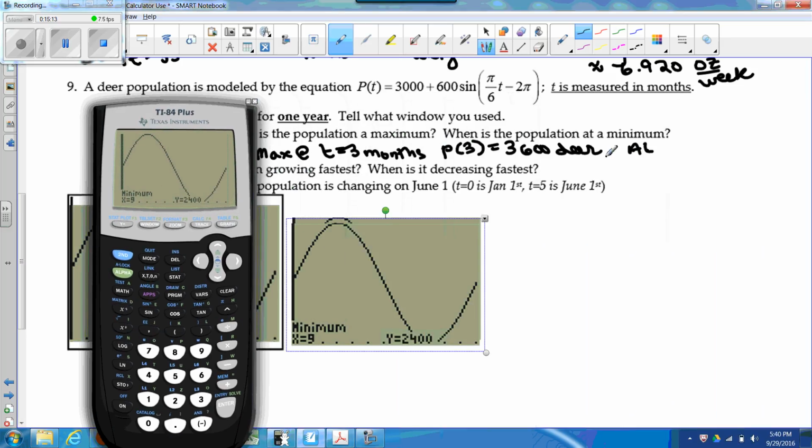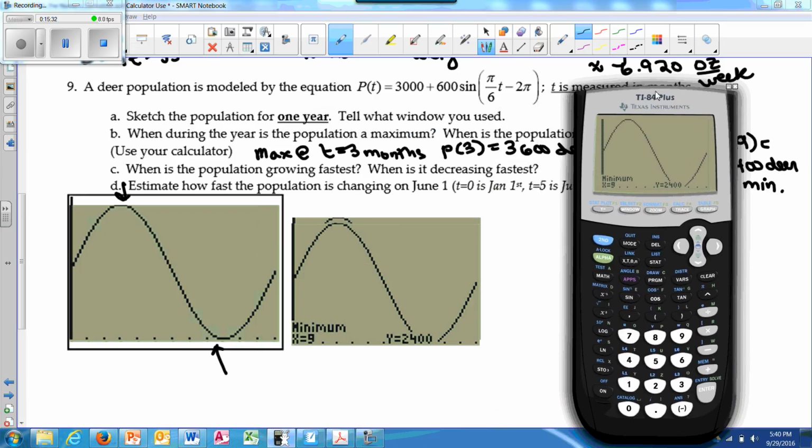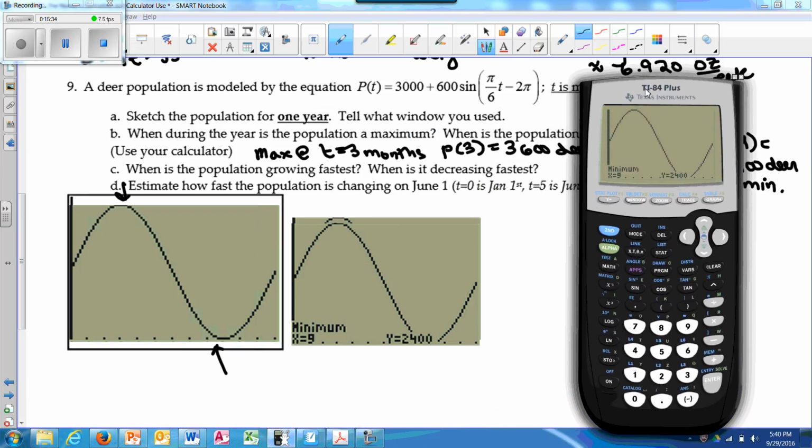So my minimum was at 9, 2,400 deer. So at t equal to 9, P of 9 is 2,400 deer, and that's the minimum.